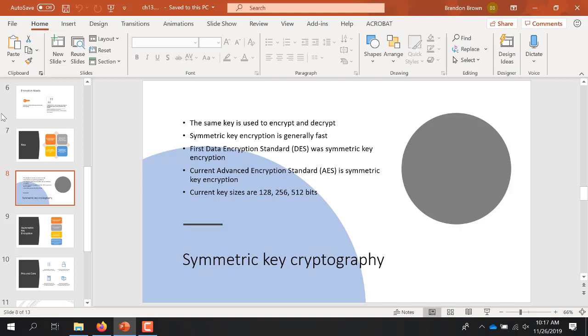They're very fast. Okay, they're very fast. And they are used primarily for real-time communication. So, encrypted voice, encrypted video, encrypted streaming. Okay, you're going to use a symmetric methodology, because if you use asymmetric, it slows things down. It's more processor intensive. Current key sizes for AES: 128, 256, and 512.